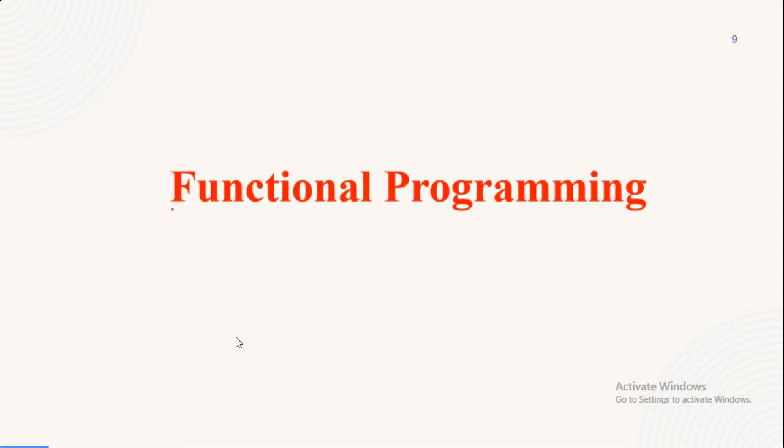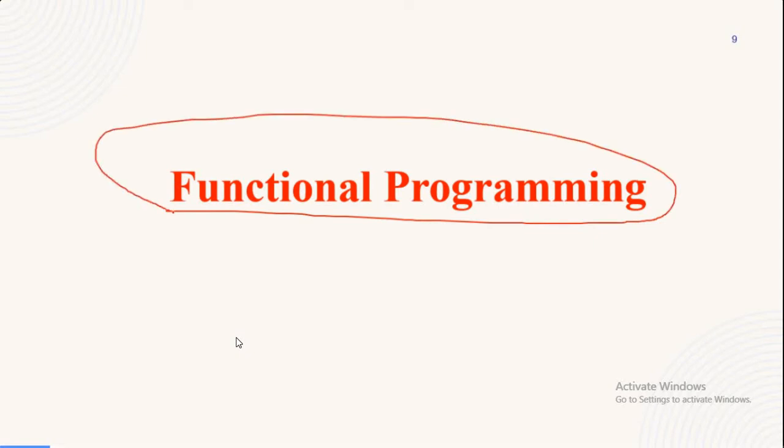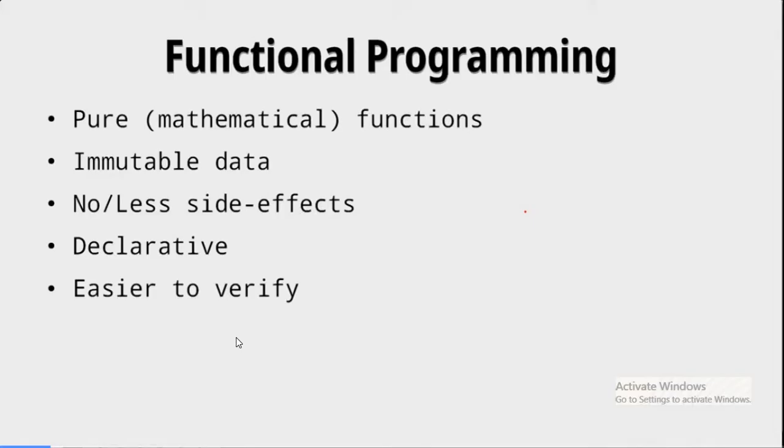Next is, what do you mean by functional programming? Okay. So before starting the Haskell language, this part is very important. What do you mean by functional programming? For functional programming, these five concepts are very important. First is that it is a pure mathematical function. Next slide I will explain what you mean by pure mathematical function. Second one is immutable data.